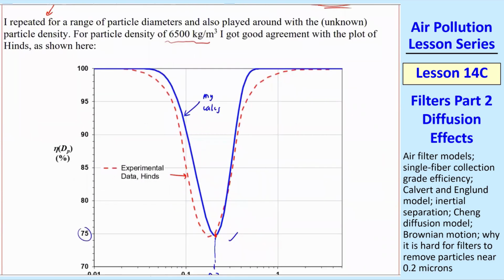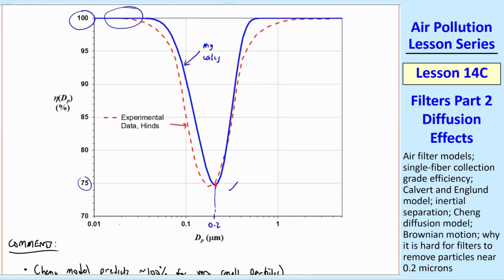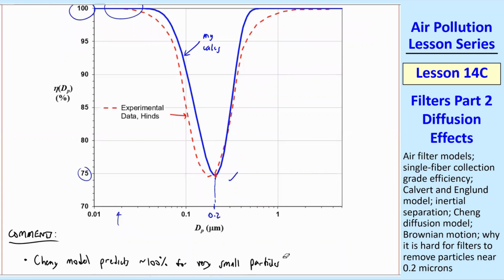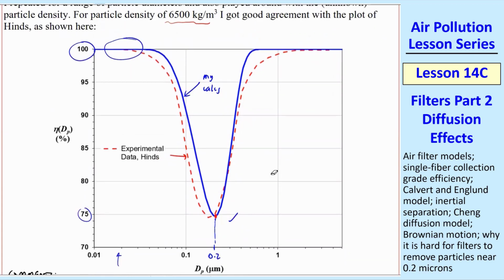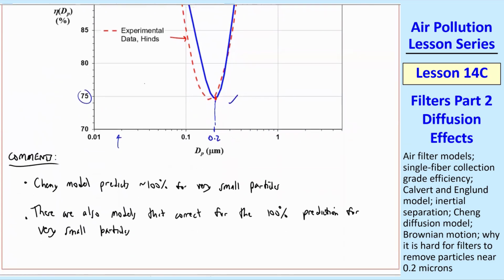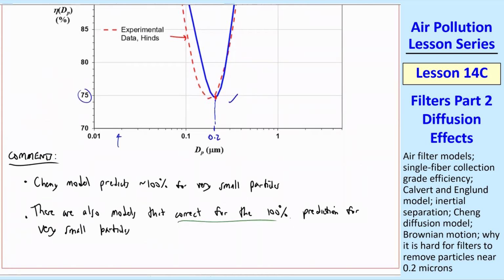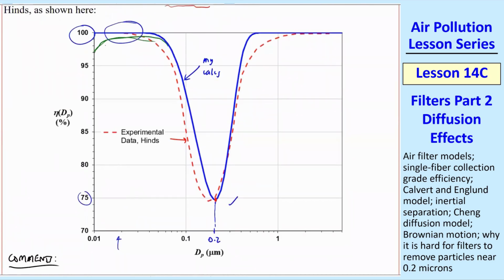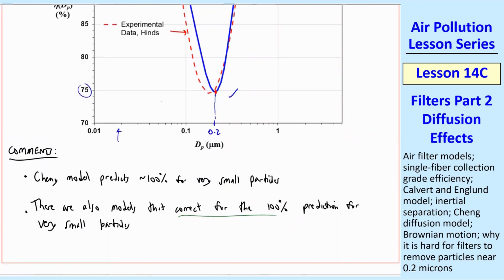A couple comments. As you can see, this Cheng model predicts nearly 100% collection efficiency for very, very small particles down around 0.01, 0.02 microns here. But in reality, that doesn't really happen. In real life filters, the actual efficiency never really reaches 100%, and it kind of falls off for very small particles. So it'll do something more like that. There are some models that correct for this 100%, and you'll see a curve like this if you apply some of those models. But we don't have time to cover those models in this course.